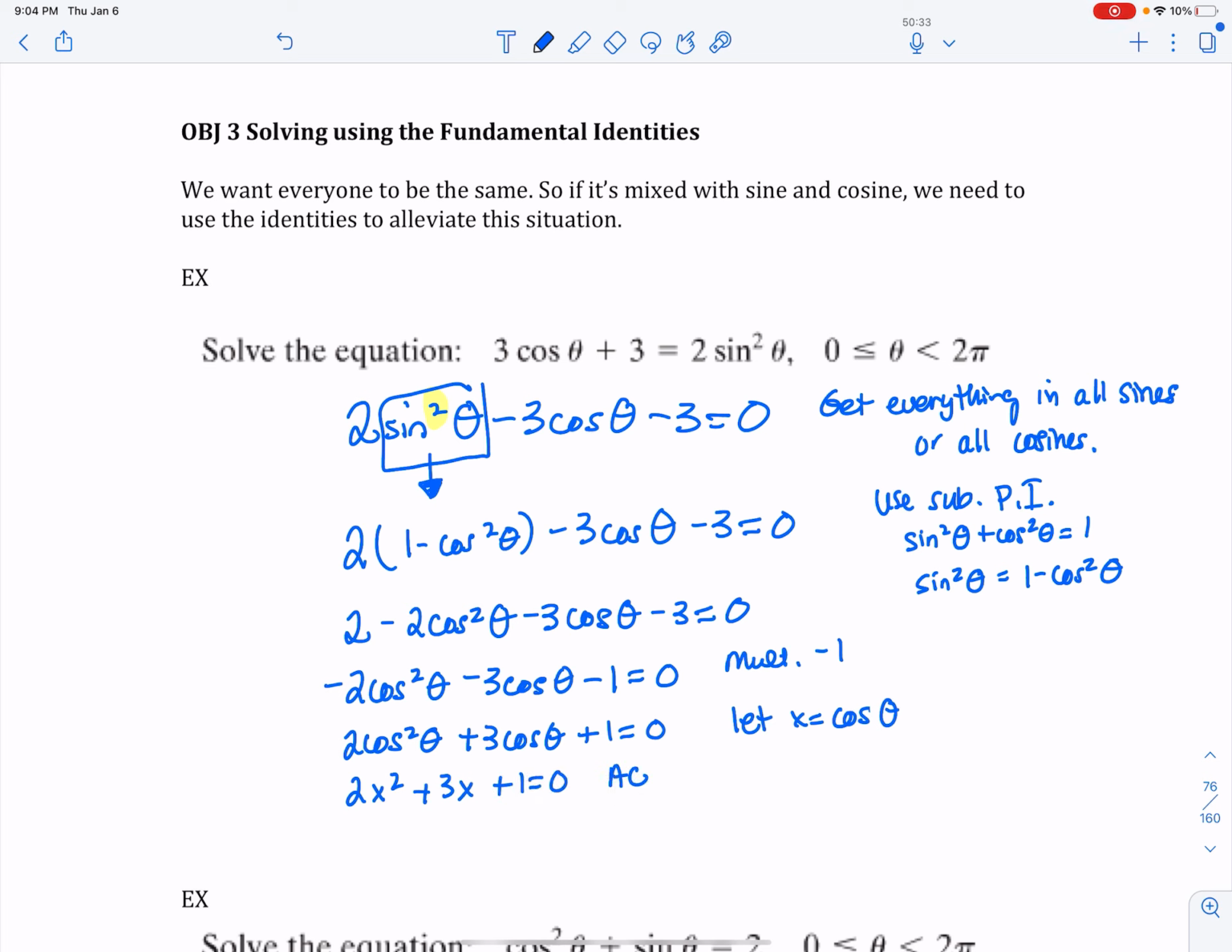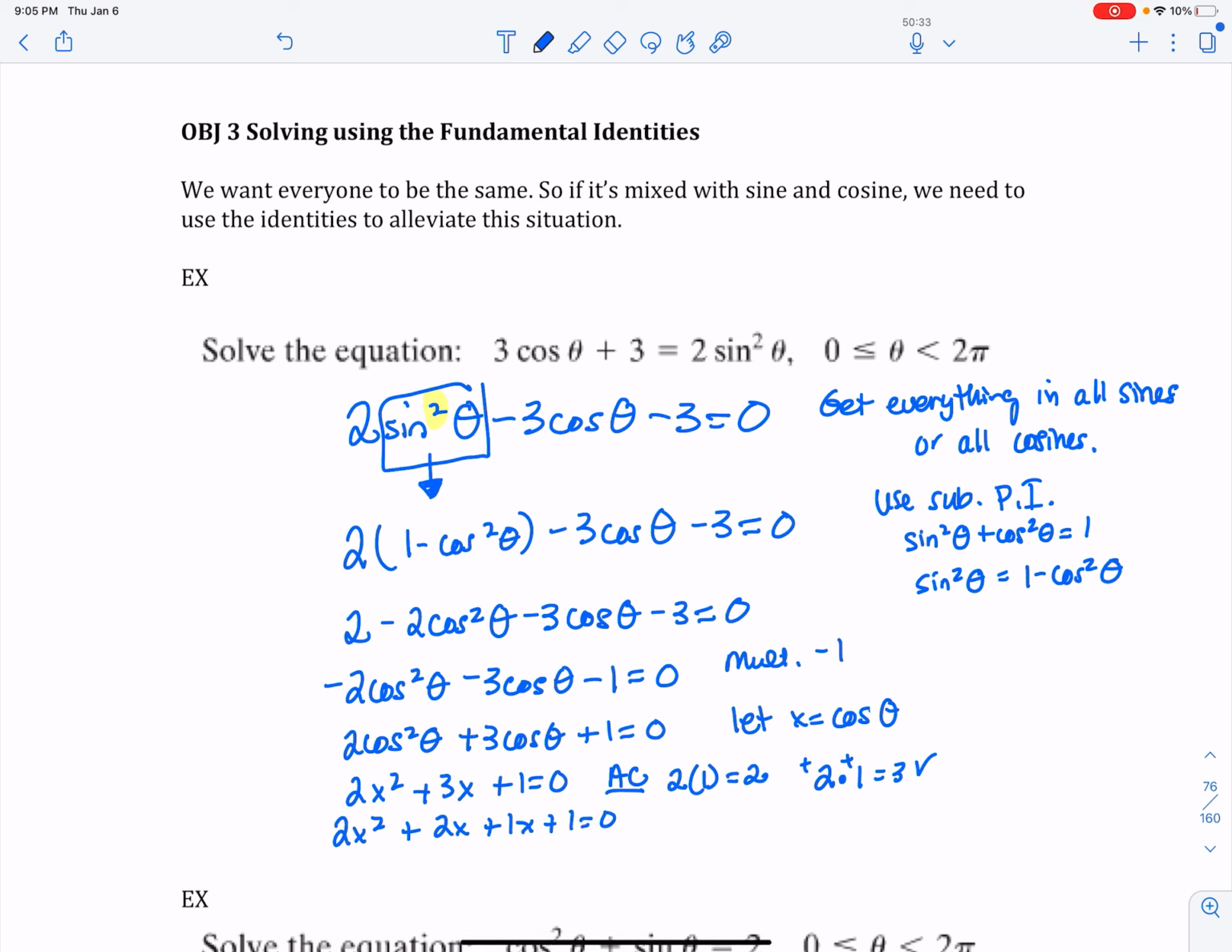Now I'm going to use the AC method. So once again, I'm going to multiply that a term, which is 2, times that c term, which is 1, which is going to equal 2. Now I'm going to find the factors of 2. So the only thing 2 factors into is 2 times 1. That does equal 3, because if I add 2 and 1, I do get 3. So this checks out. So they're both positive. So I'm going to replace that middle term of 3x with 2x plus 1x.